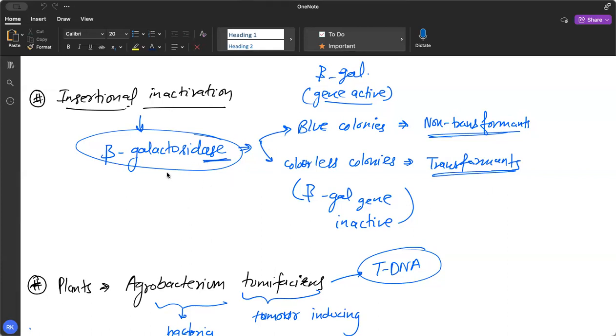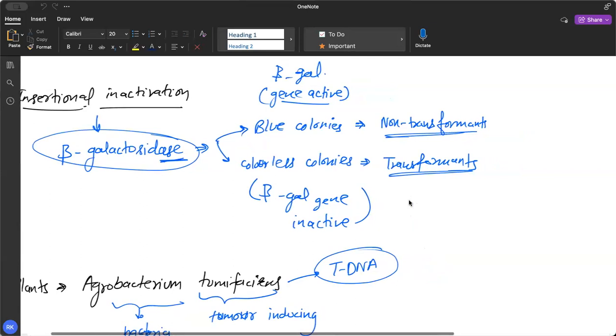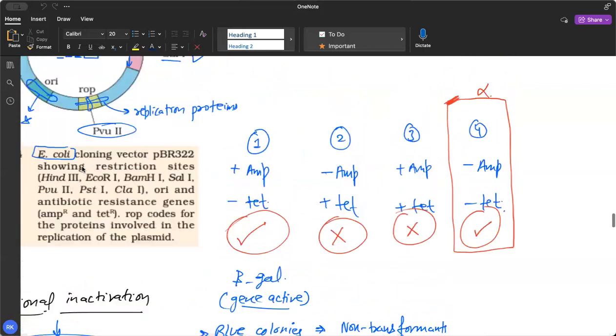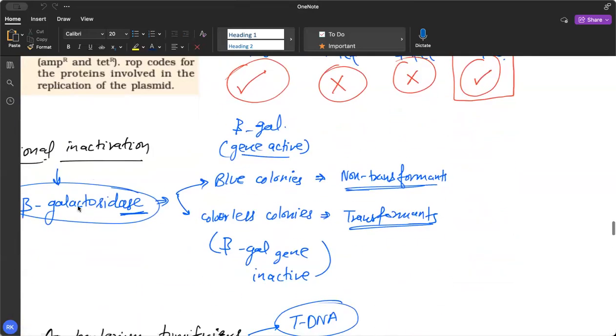The inactivation happens of this gene, beta galactosidase. So we insert our gene of interest somewhere in between this gene. So how do we know that our insertion has happened? If this gene is inactivated, then our insertion is there. So if the plasmid is transformed properly, our gene must have got in between this gene. So this gene is now inactive because it's cut into two and our gene of interest is in between. So you will see colorless colonies, which means beta galactosidase is inactive.